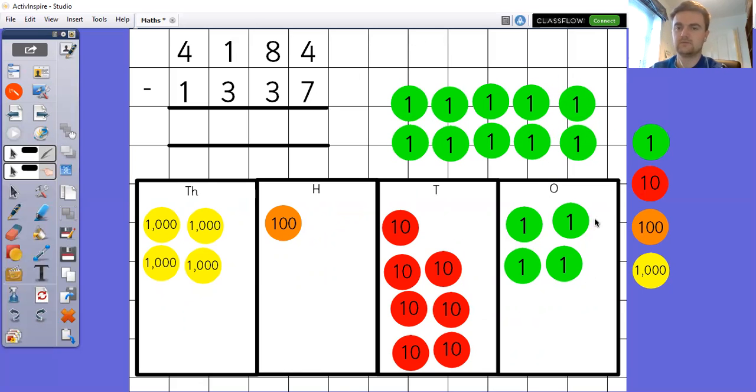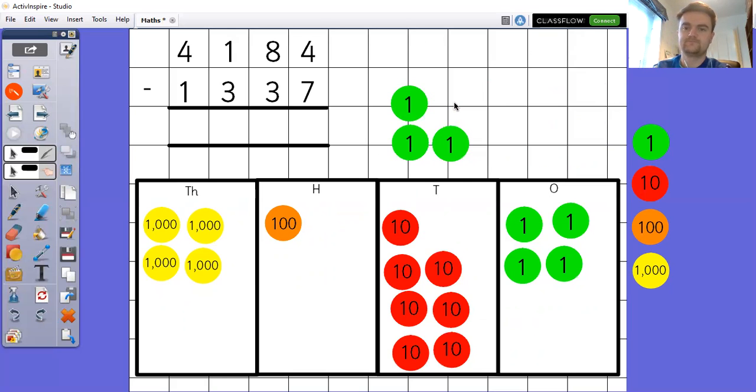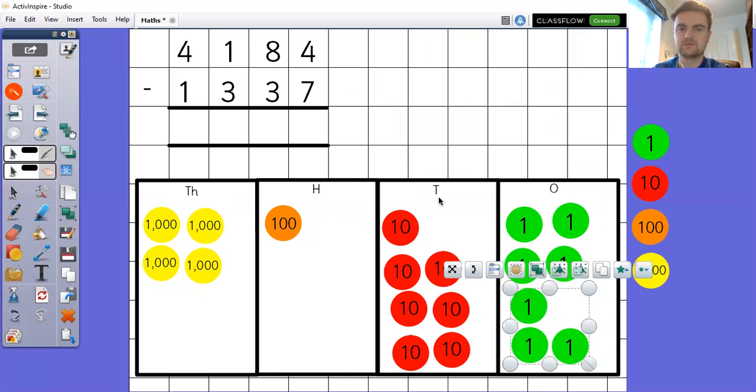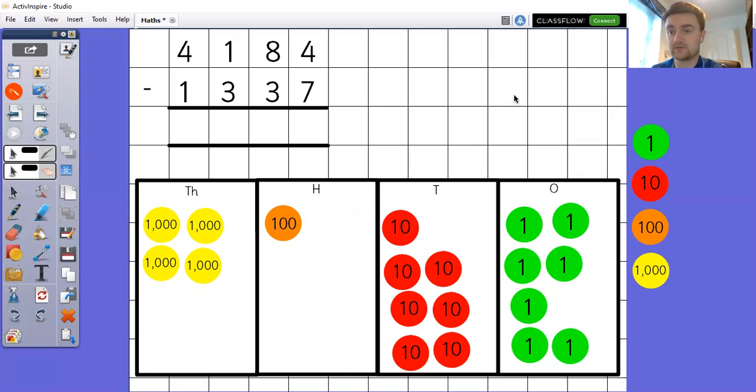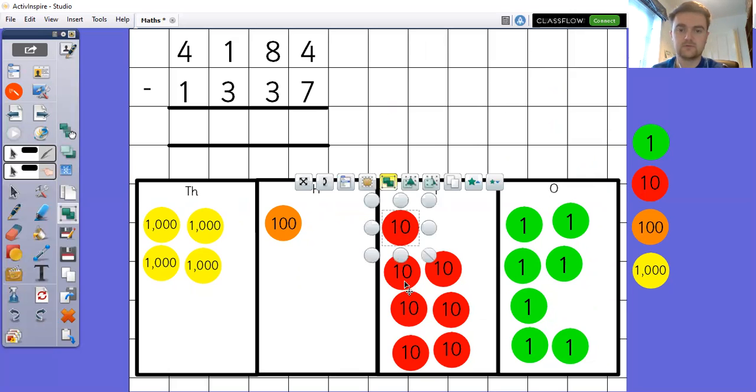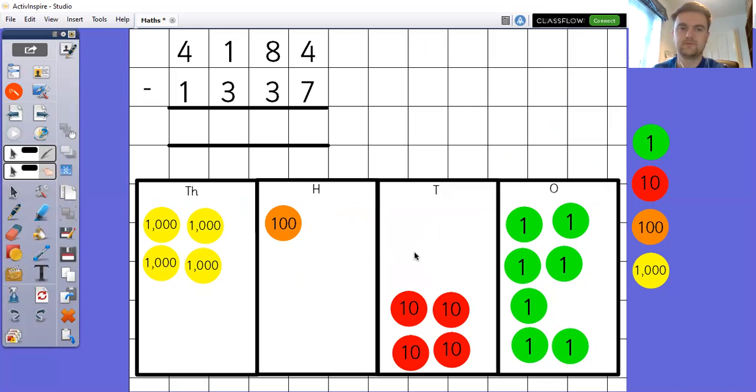I've got 14 ones that I'm going to take 7 away from. So 1, 2, 3, 4, 5, 6, 7. Now I'll pop these back in the ones column, which leaves me with 7 ones altogether. Now I had 8 tens. I've had to exchange one of them for 10 ones so that we could work out the ones spot. And now we're going to take 3 more away. So 1, 2, 3. That leaves me with 4 of them.